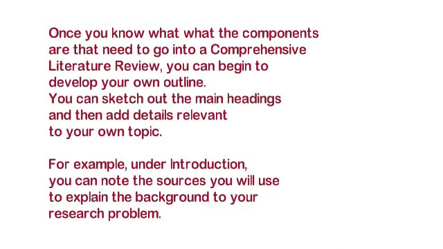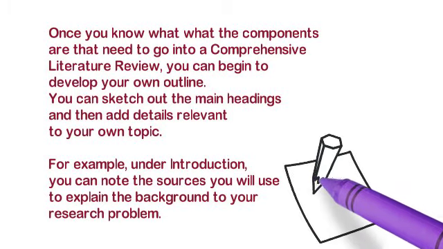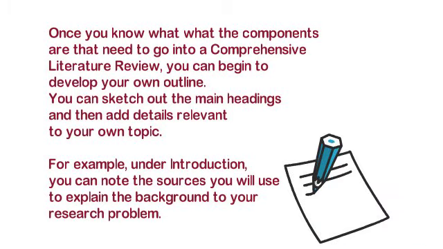Now that you know all the components that are needed to go into this comprehensive literature review, you can begin to develop your own outline. You can sketch out the main headings, add in the details that are relevant to your own topic. For example, if you were thinking about the introduction, you could note the source texts that you will use to explain the background to your research problem. You just build the outline bit by bit as you go through all the different sections.